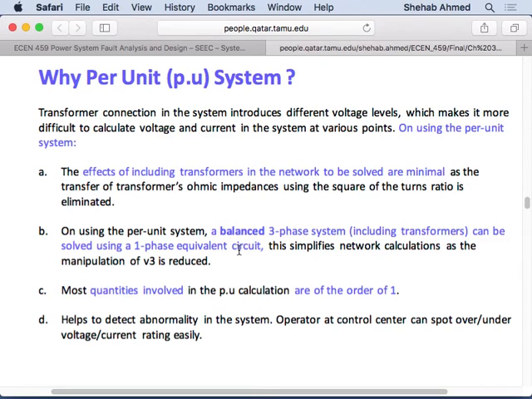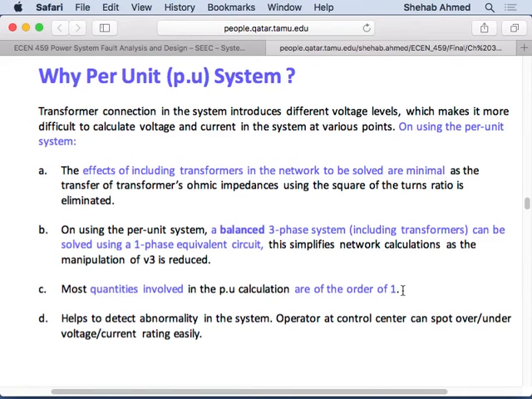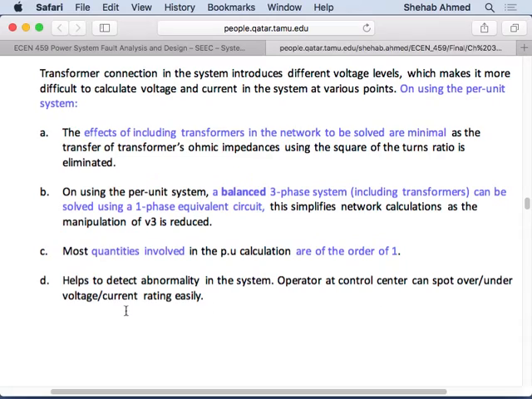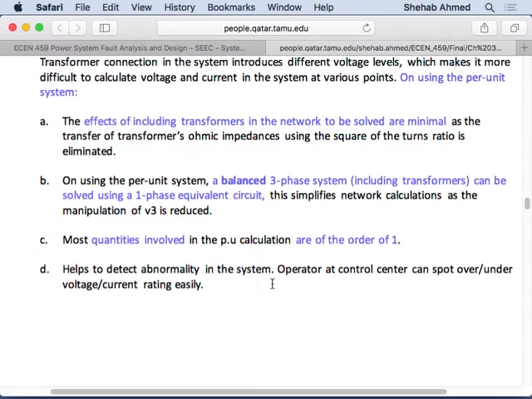And of course, we'll be able to solve everything using our single-phase equivalent circuits very easily. Since transformers were eliminated, we just have an impedance in our single-phase equivalent circuit that we need to deal with. Most quantities involved in the per unit calculation are of the order of 1. Since everything is normalized, everything looks like 1. So anytime you see something that's far away from 1, you know that there's a problem, which means that it will help you detect anomalies in the system.